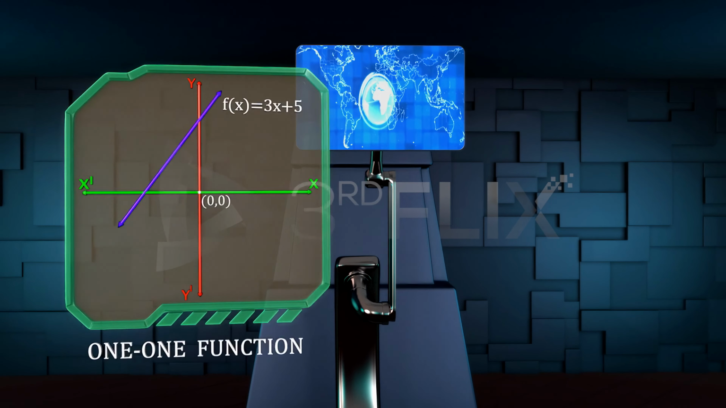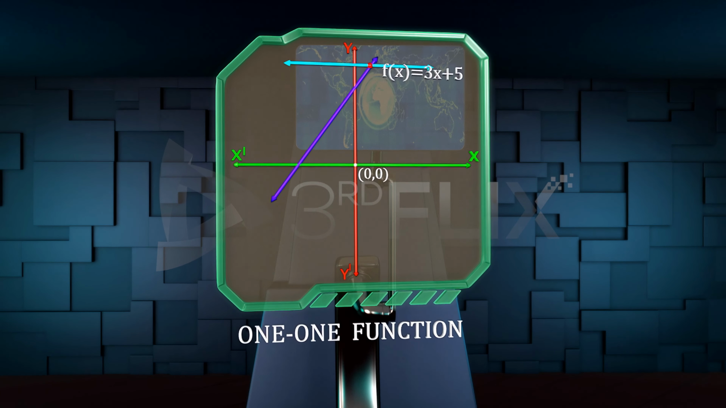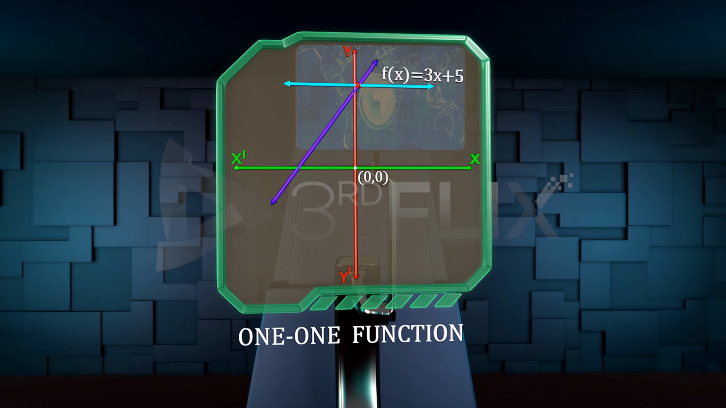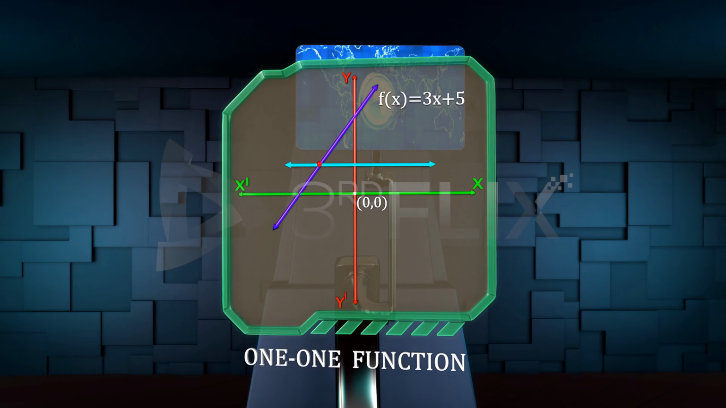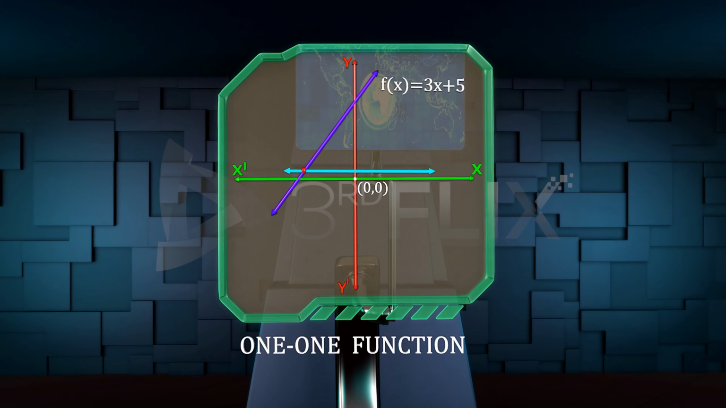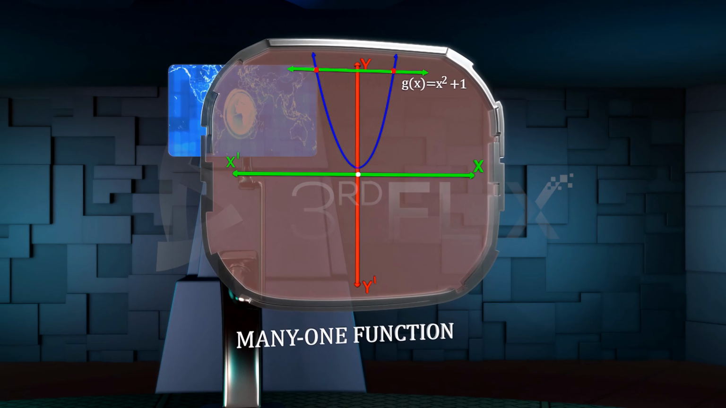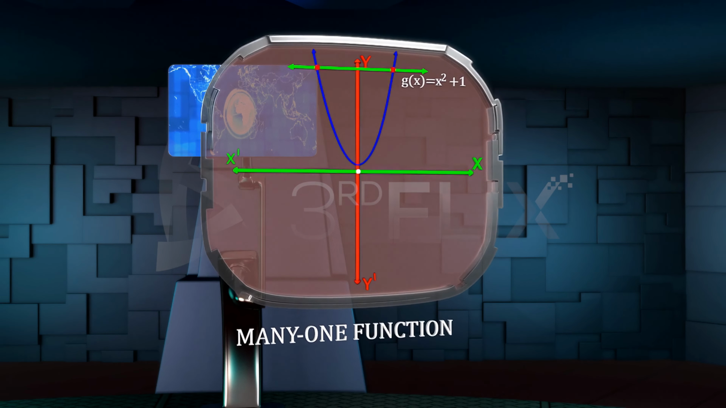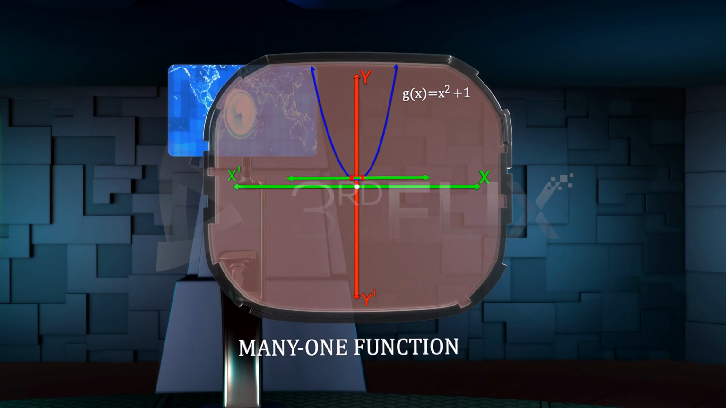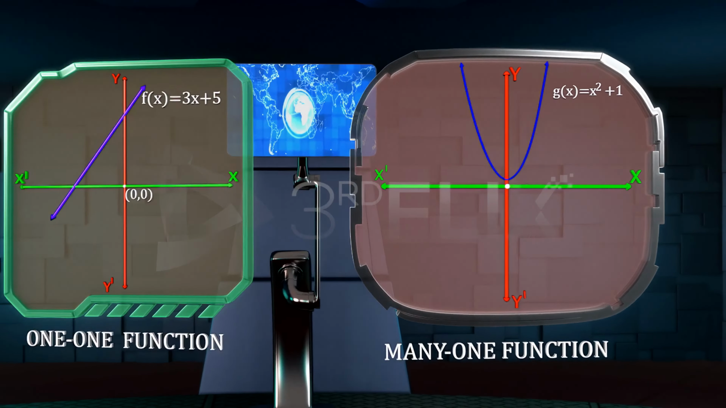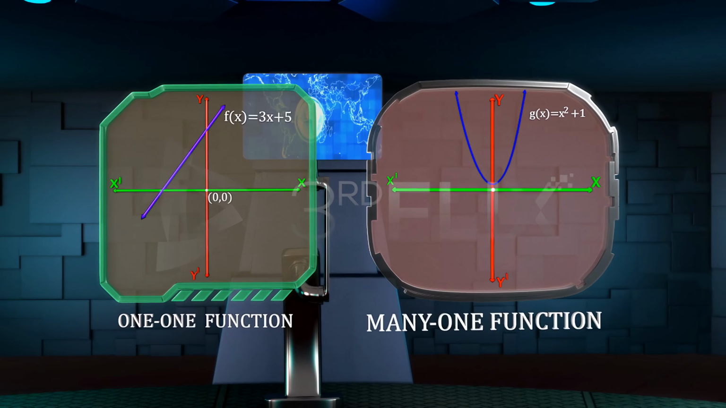Observe that lines drawn parallel to the x-axis from each corresponding image point shall intersect the graph of y = f(x) at one and only one point if f(x) is 1-1. There will be at least one line parallel to the x-axis that will cut the graph at least at two different points if f(x) is many-1. Note that a function will either be 1-1 or many-1.